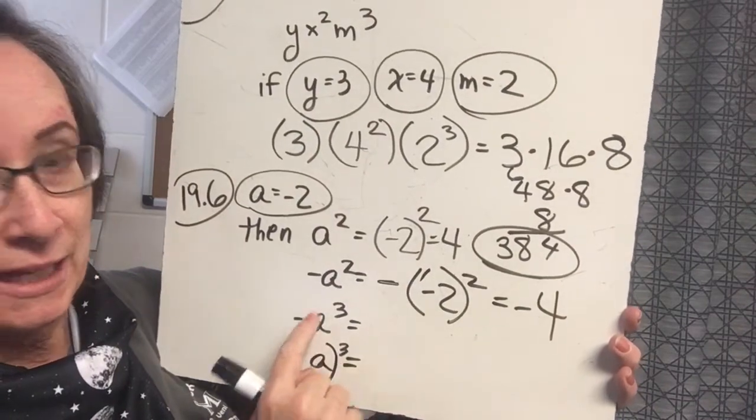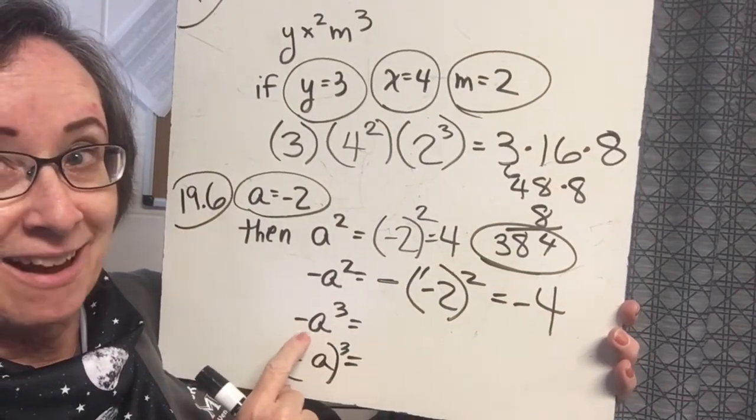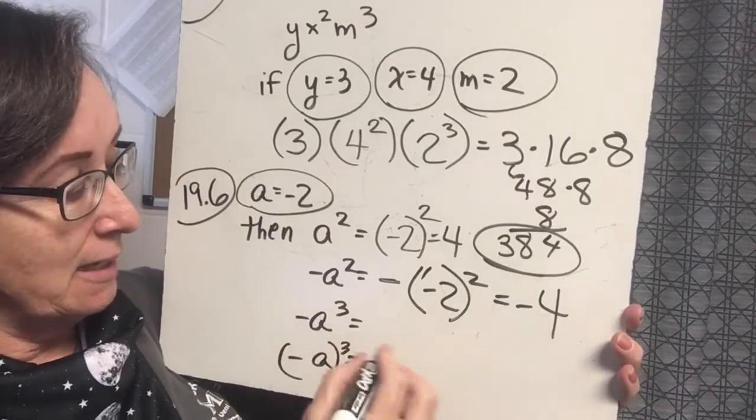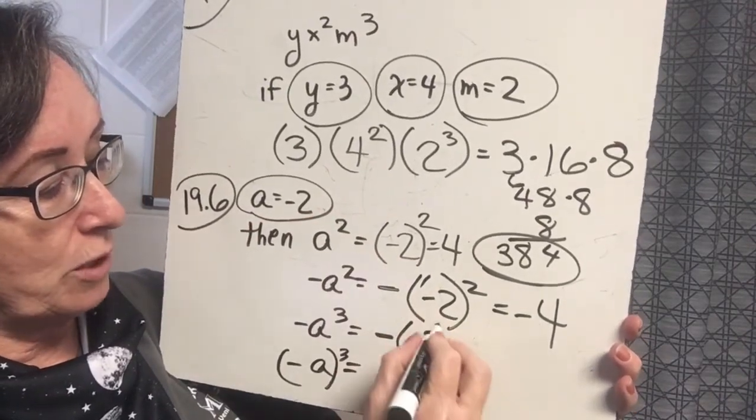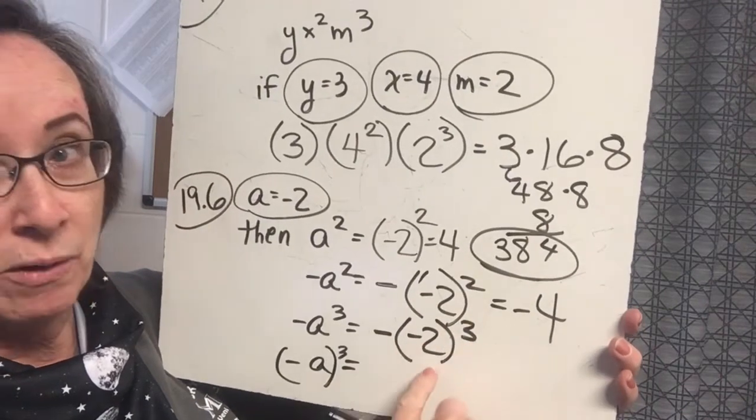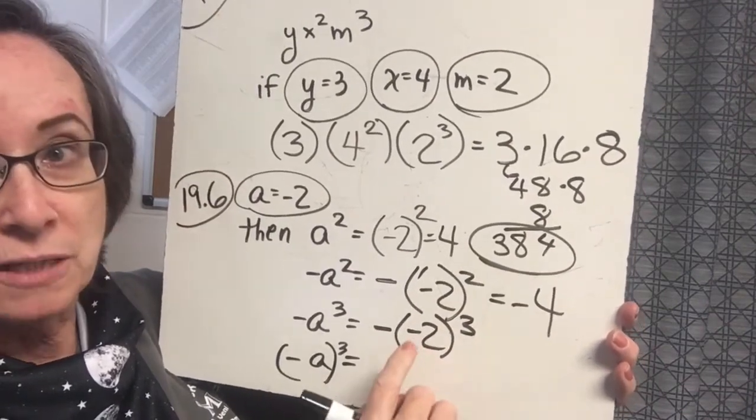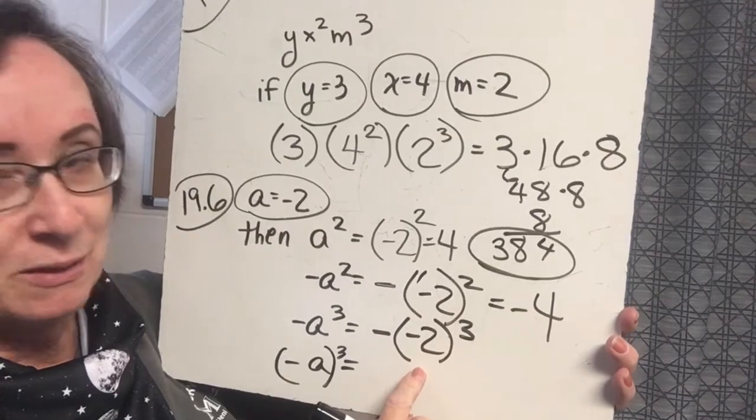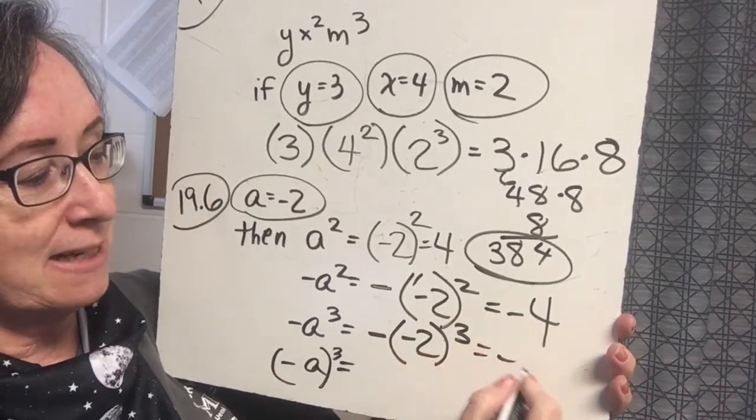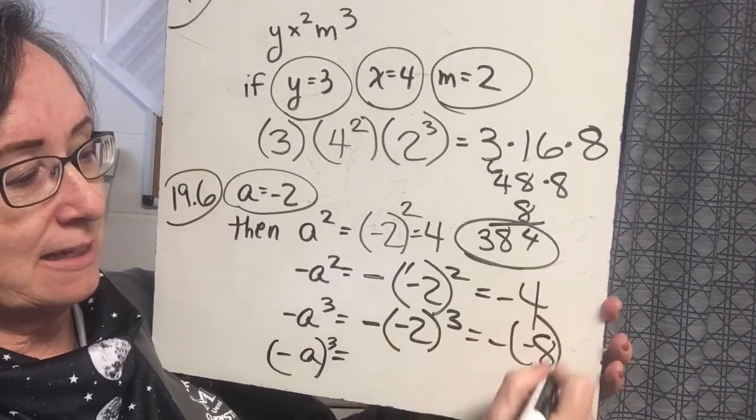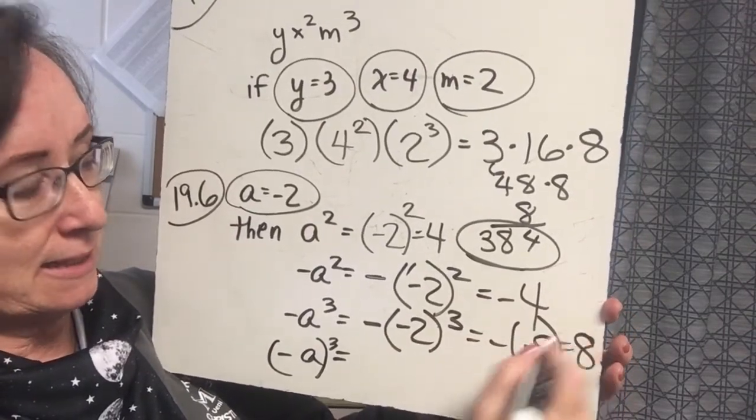Okay, negative a cubed. Again, the negative is not included in a parenthesis. So it's going to be the opposite of a, which is negative 2 cubed. We do the power first. So negative 2 times negative 2 times negative 2 is negative 8. But then the opposite of a negative 8 is a positive 8.